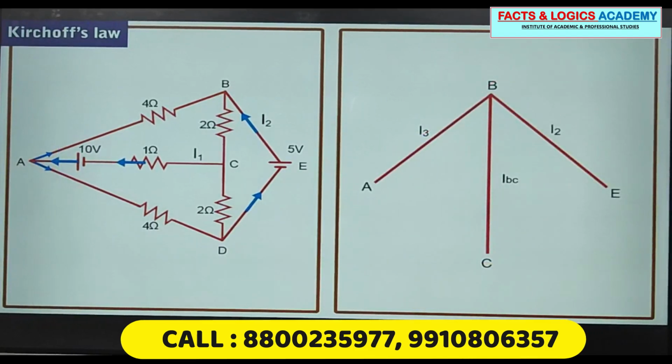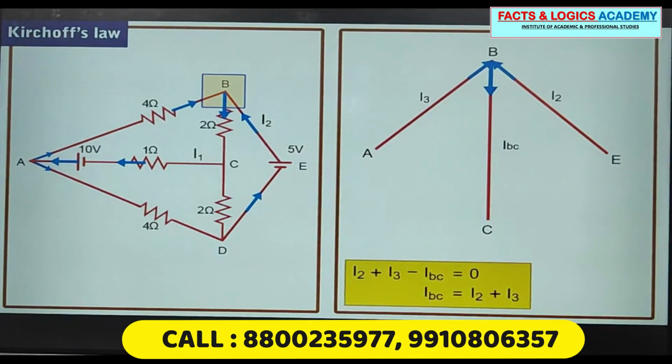Next, let us take the nodal point B. Three branches AB, EB, and CB meet at point B. The currents in branches AB and EB are already labeled. We have to find the current in branch BC. Currents I3 and I2 are flowing towards point B. Therefore, the current in branch CB must flow out of the point. We now apply Kirchhoff's first rule to find the magnitude of this current.